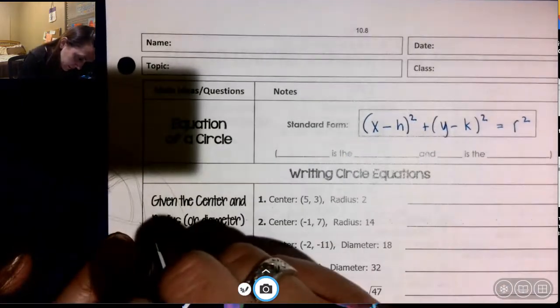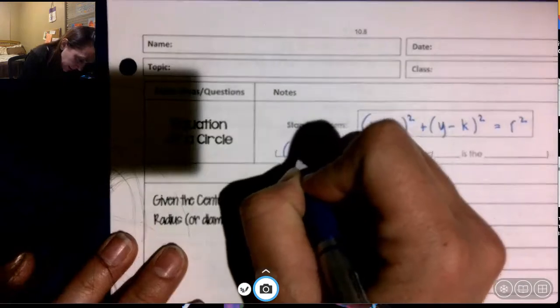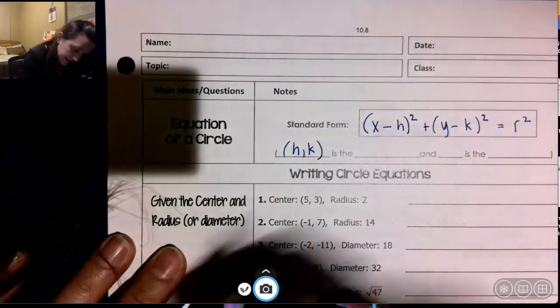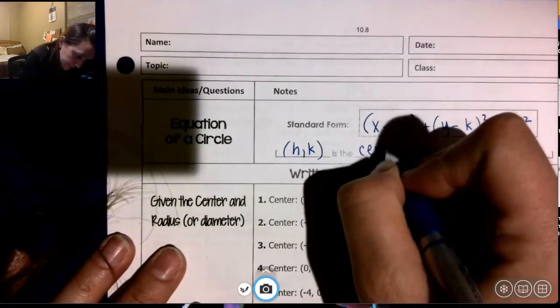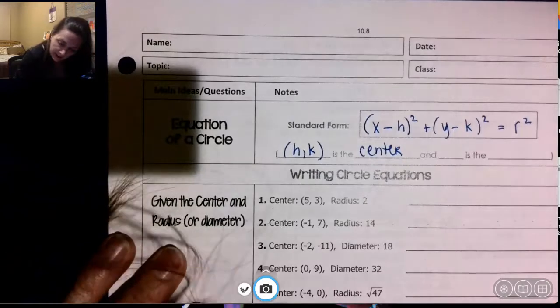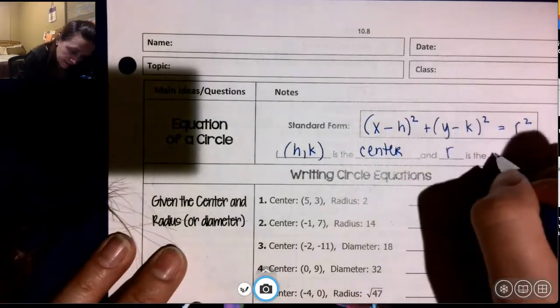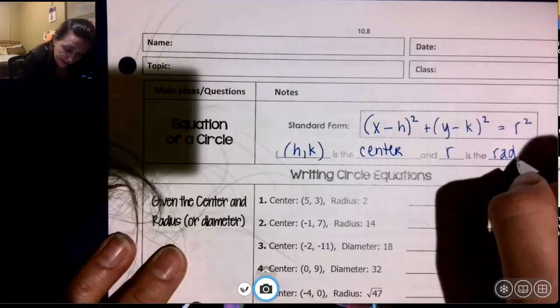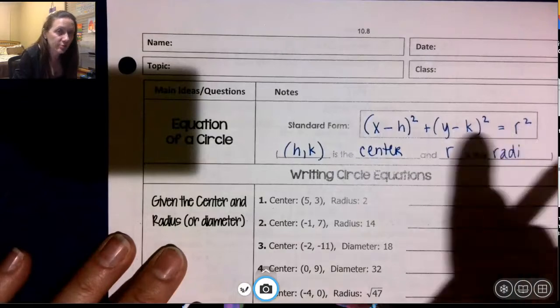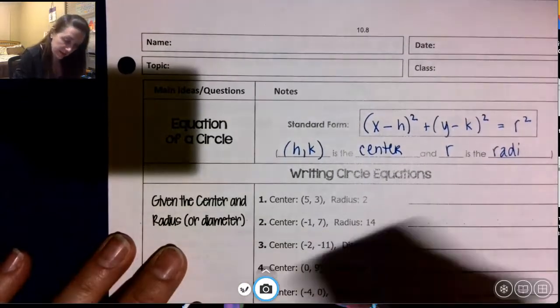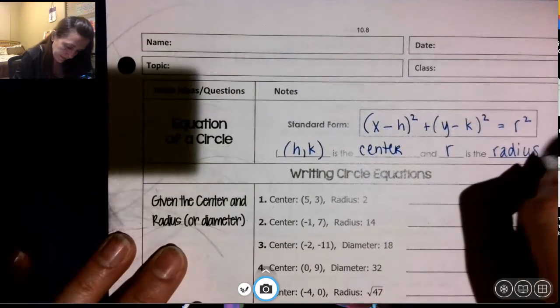So, (h, k) is the center, and r is the radius. So remember, r is the radius, and in the equation it's actually squared. So you have to square root it to get the actual radius. So right here we could write these equations.